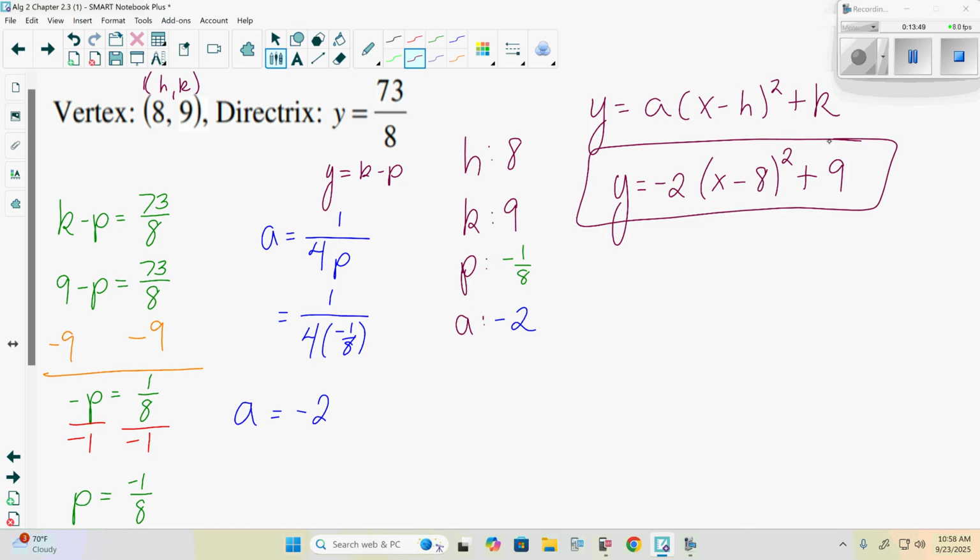And hopefully by this point we're seeing how the given information relates to our h, k, p, and a, and how we can use those values to get the equation. So that's all we're trying to do, is find these values and plug them into their corresponding spots.